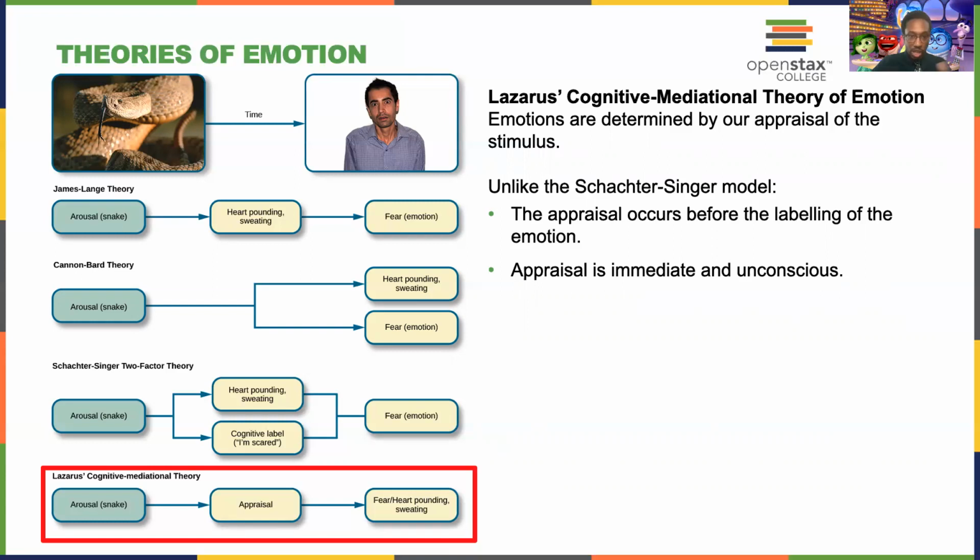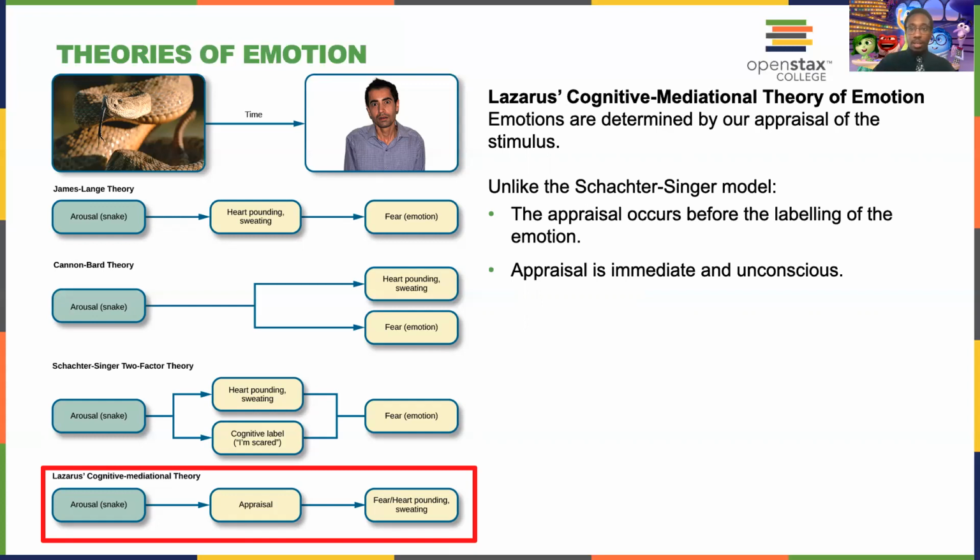This is different from the Schachter and Singer model in that appraisal occurs before the labeling of emotion, and that appraisal is immediate and unconscious. And this one, as I said earlier, seems to make sense, that we think about it first, that we see a fearful situation, and then our body reacts.